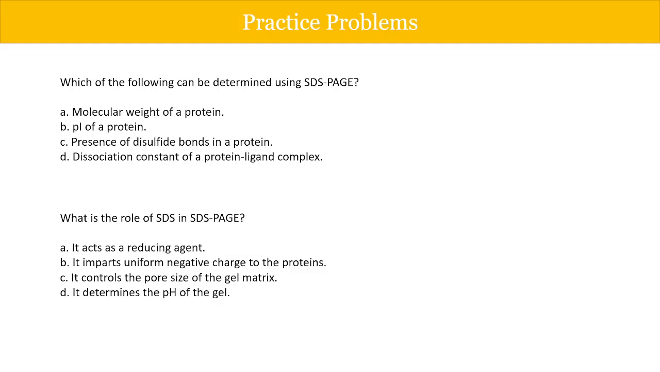And I guess the last one: what is the role of SDS in SDS-PAGE? It acts as a reducing agent, imparts uniform negative charge to proteins, controls the pore size of the gel matrix, and determines the pH of the gel. Yeah, actually, that's correct. It imparts uniform negative charge to the proteins, because we were studying that around 1.4 grams of SDS is required to impart uniform negative charge to 1 gram of protein.